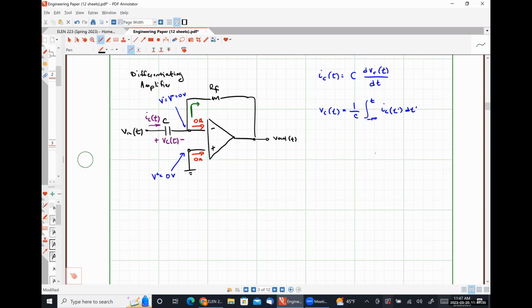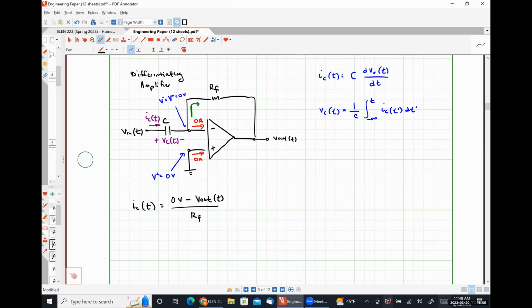So I have, well, we'll do it down here. IC of t will be equal to 0 volts minus V out divided by RF. Okay. Can't really solve this one just yet.